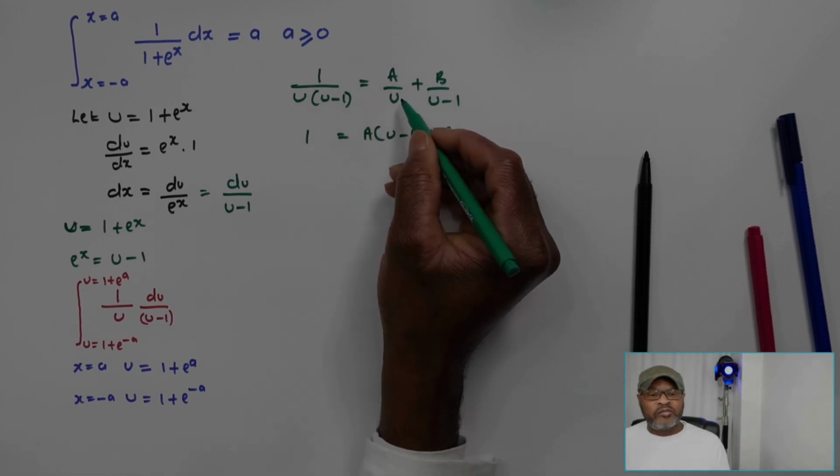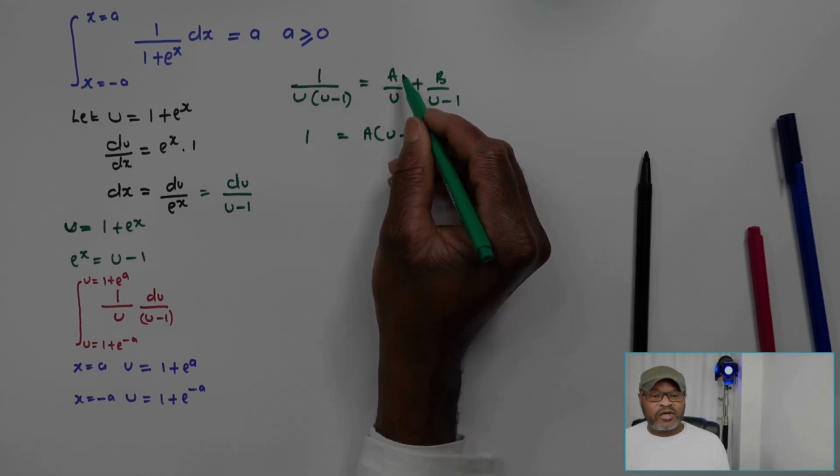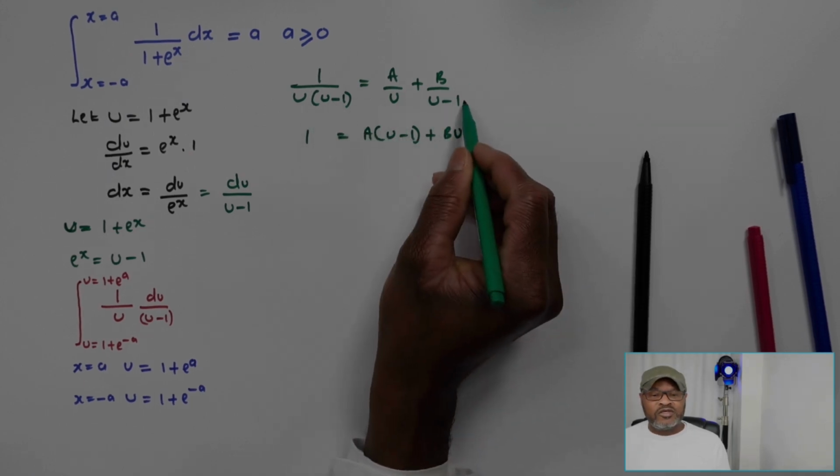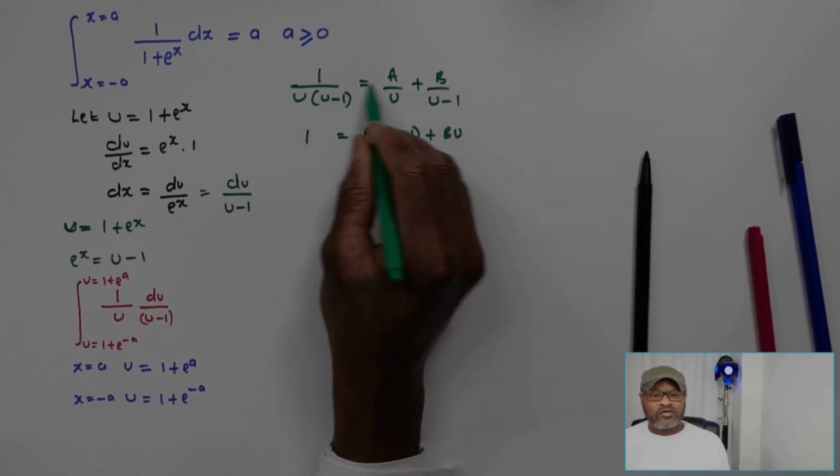I multiply that by u minus 1, I times that by u minus 1. I multiply that by u, I times that by u. They have the same denominator and they cancel out. So I've got the numerator now.